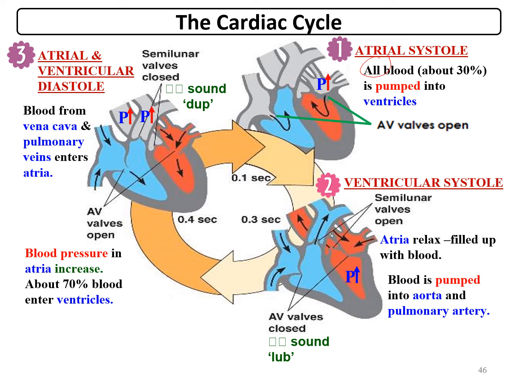During atrial systole, all blood is pumped into the ventricles. During ventricular systole, the atria will relax while blood is pumped into the aorta and pulmonary artery. Then during atrial and ventricular diastole, blood from the vena cava and pulmonary veins enters the atria.